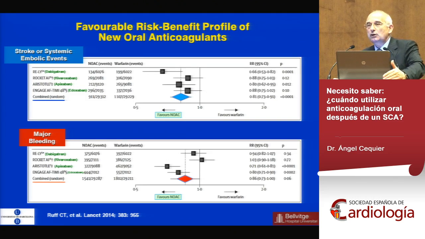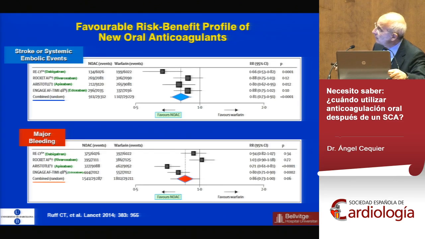La mayor parte de estudios fase 3 de la introducción de estos pacientes se ha efectuado en pacientes con fibrilación auricular. No vamos a insistir en este aspecto. Este metaanálisis, publicado recientemente, analiza los cuatro estudios efectuados: el estudio RE-LY con dabigatran, el estudio ROCKET con rivaroxaban, el estudio ARISTOTLE con apixaban y el ENGAGE con edoxaban. Son todos ellos, vuelvo a repetir, estudios realizados en pacientes con fibrilación auricular no valvular.